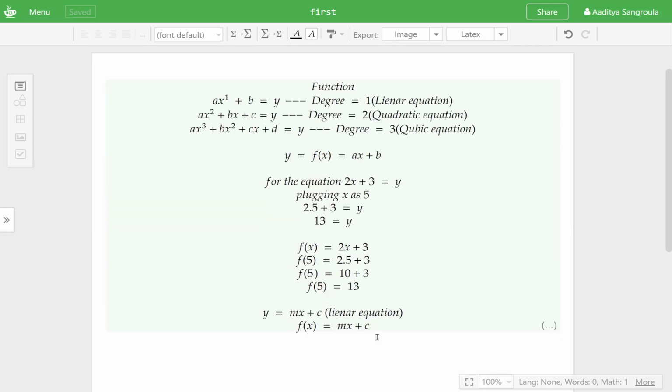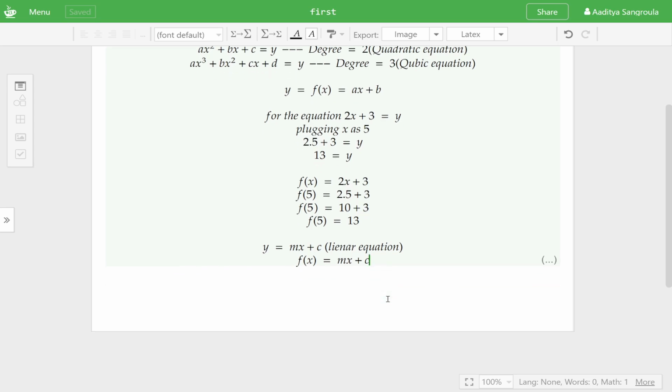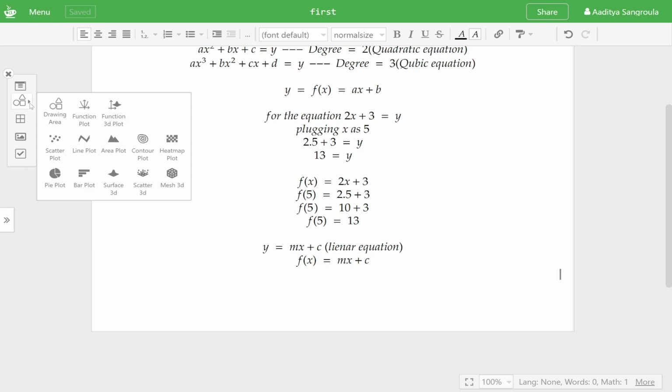Now what are the meanings of m and c? x, you know what it is, it's just a variable. So what does y equal to mx plus c mean? What is m and what is c? I'm going to show you what that means in a second.